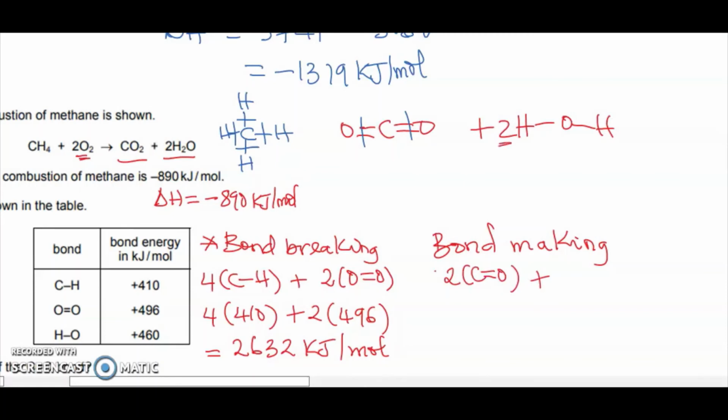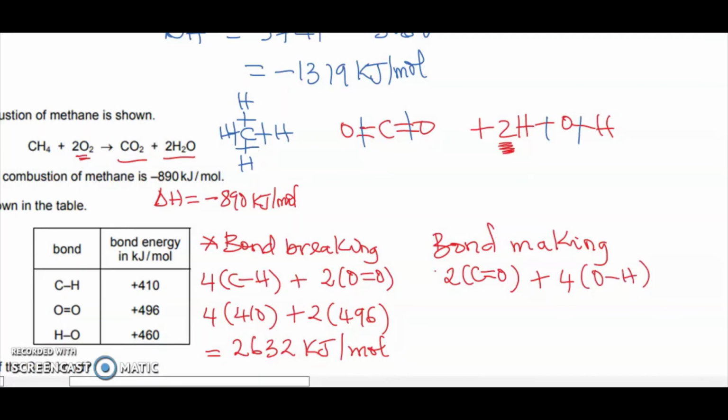plus, now remember there is a 2 here. So in effect, we have 1, 2 multiplied by 2, it gives us 4. So we have 4 OH bonds, or if you like, you call it HO bond.